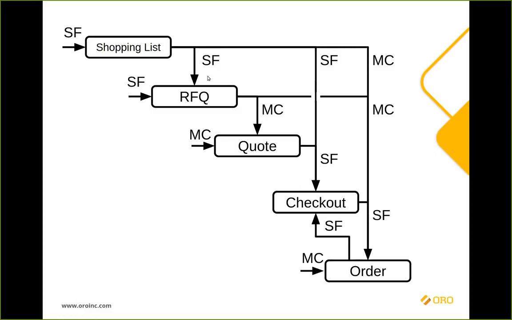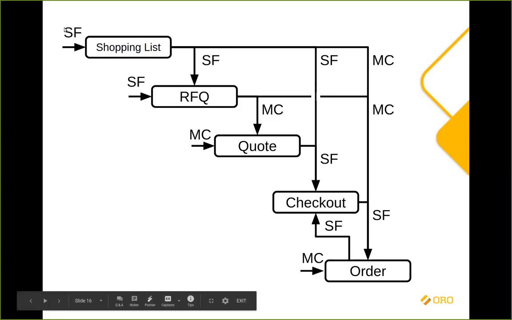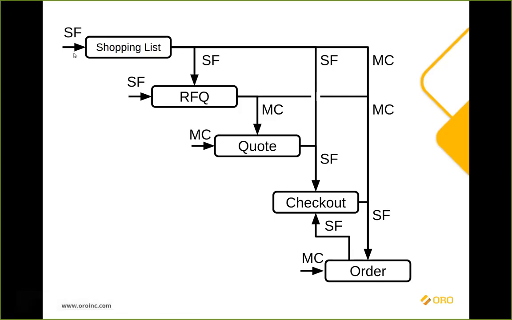And by converting the items to each other, we can easily move information from one line item to another line item. And these arrows demonstrate that. SF means storefront. It means that this action can be done from the storefront. MC means management console. It means that this action can be done from the management console. If the arrow does not have a starting point, like for example this one, it means that you have to do it manually. So a shopping list we can create only from the storefront manually.